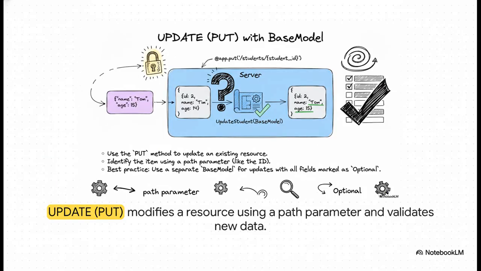Okay, on to update, which uses the PUT method. This is kind of like a combination of the last two. We use a path parameter to say which item to change, and then we send a JSON body with the new updated information. Now here's a little pro tip. It's a really good idea to use a separate base model for updates, one where all the fields are optional. This stops you from accidentally deleting data a user didn't intend to change.